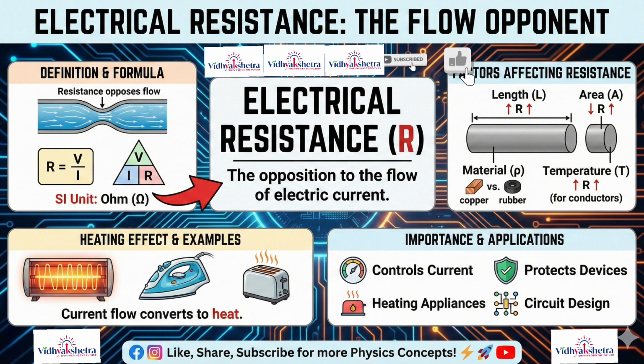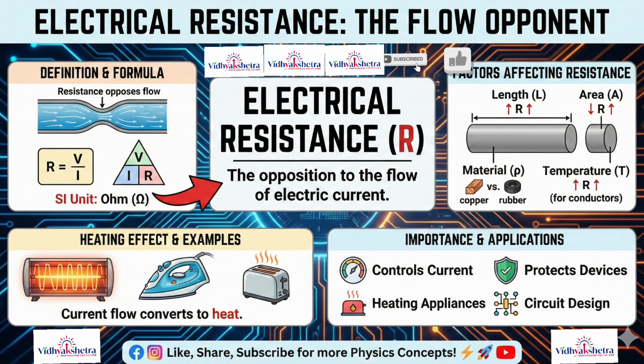SI unit of resistance. The SI unit of resistance is the ohm, symbol Ω. 1 ohm is defined as the resistance of a conductor when a potential difference of 1 volt produces a current of 1 ampere. Nature of resistance. Resistance is a scalar quantity, meaning it has magnitude but no direction. It depends on the properties of the material and the physical dimensions of the conductor.